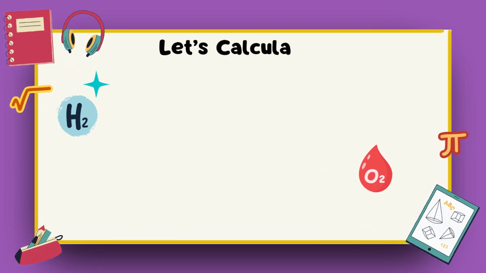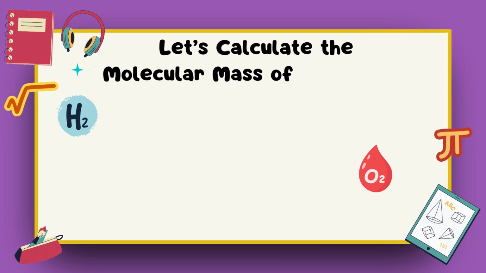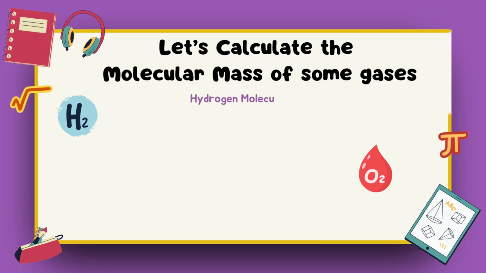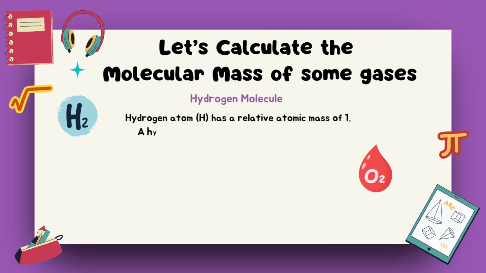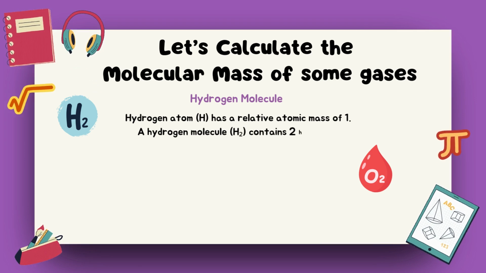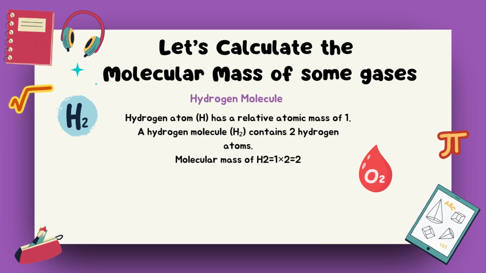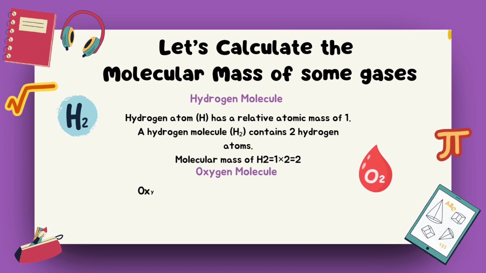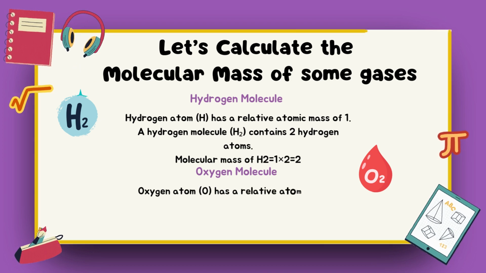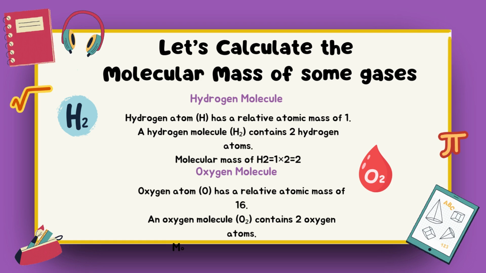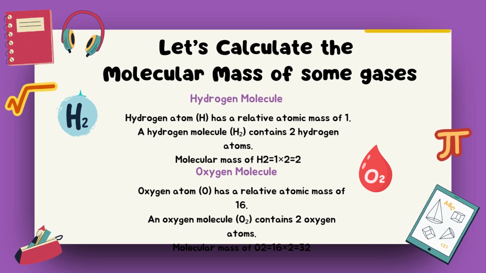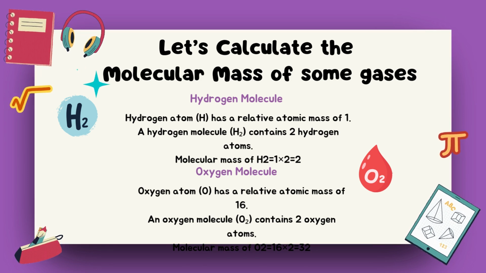First of all, let's calculate the molecular mass of some gases, like simple hydrogen. The hydrogen molecule is H2, and a hydrogen atom has the mass of 1. The hydrogen molecule has 2 atoms of hydrogen, which makes the molecular mass of hydrogen 1 into 2 is equal to 2. If we do it for the oxygen molecule, which is O2, the oxygen atom has the relative atomic mass of 16. An oxygen molecule contains 2 oxygen atoms, which makes the molecular mass of oxygen 16 into 2, which is 32. So basically what we are doing here is multiplying the atomic mass of the element with its number of atoms.